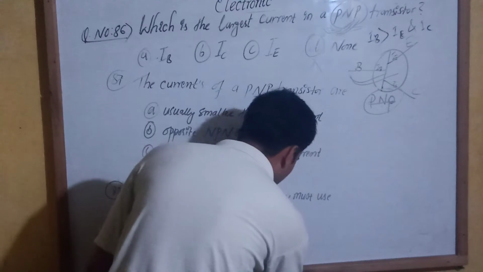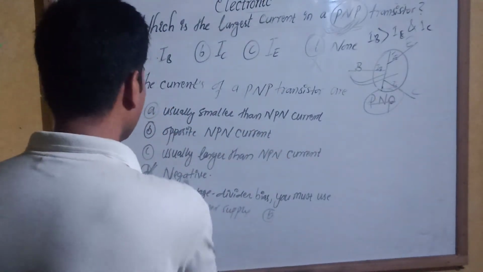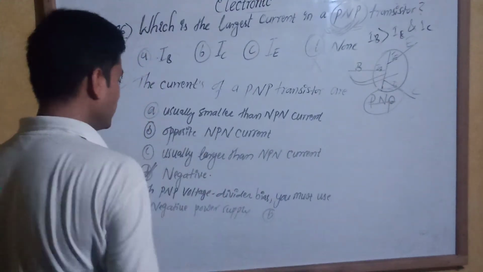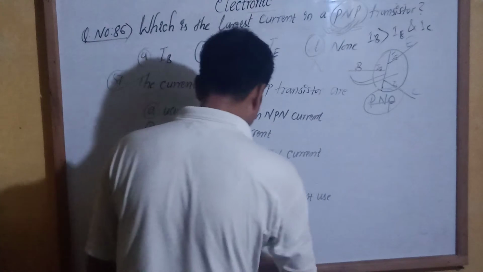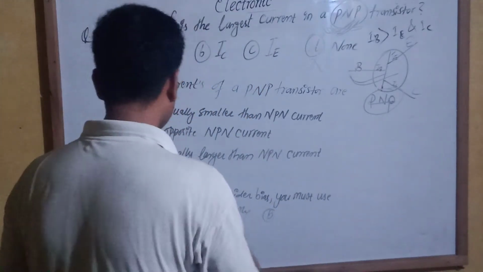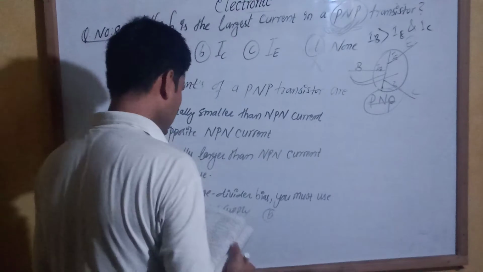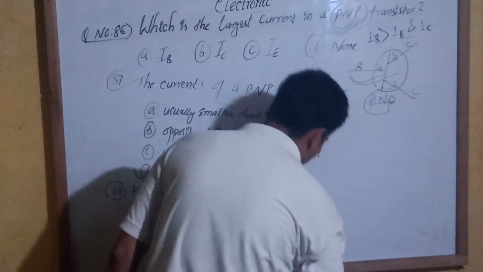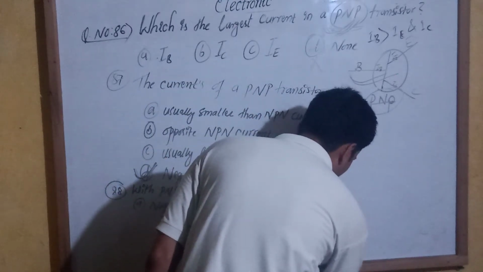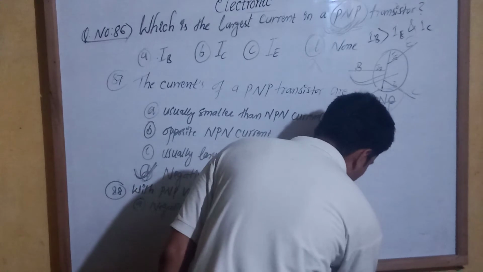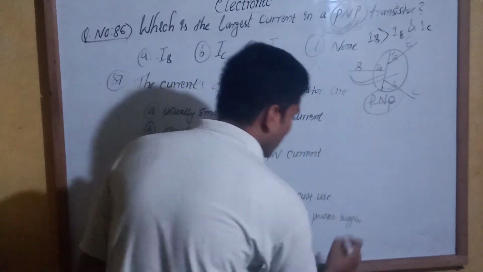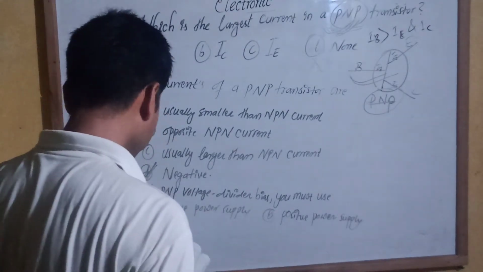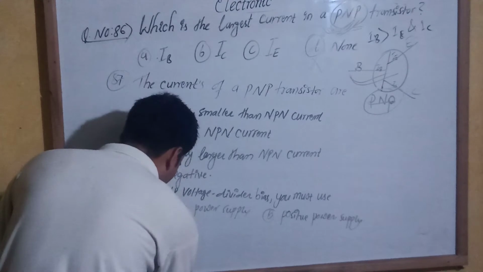Okay, we have been given a PNP voltage divider bias. In this PNP voltage divider bias, is a negative power supply needed, or a positive power supply? Positive power supply. Okay, positive power supply, and option D is resistor.